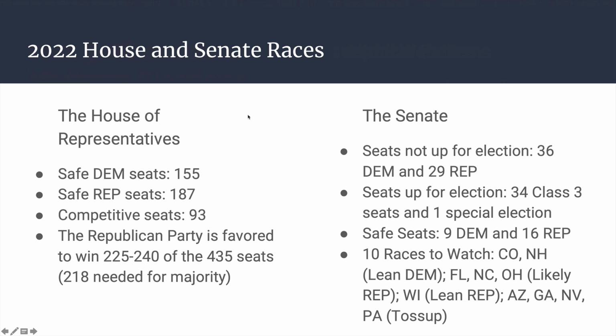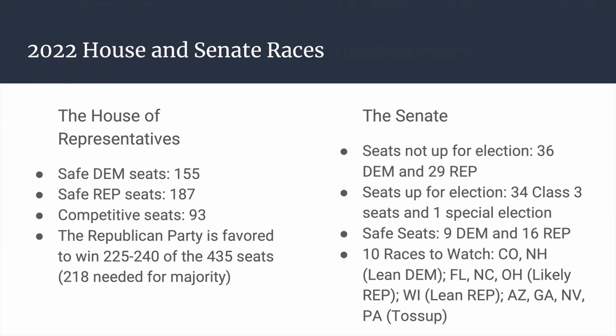So looking at the 2022 federal congressional elections. We have here on our slide the House of Representatives and the Senate. So what I've done here is list my takeaways, my analyses of seats that I would consider safe for the Democratic Party and the Republican Party. And what you'll see is that it's a fair number of them. So 155 Democrat, 187 Republican.